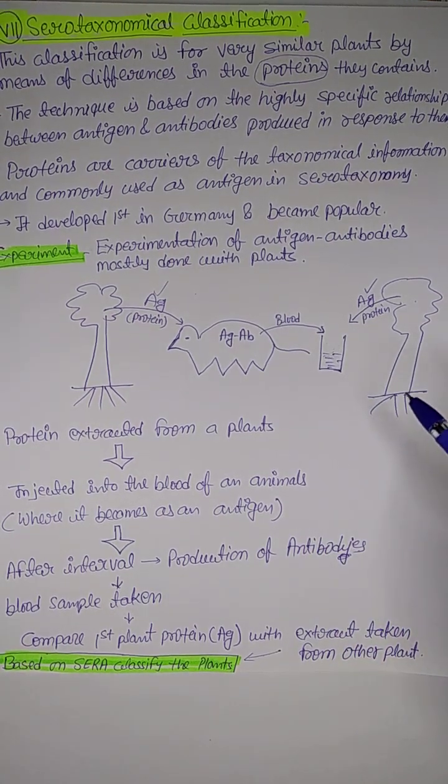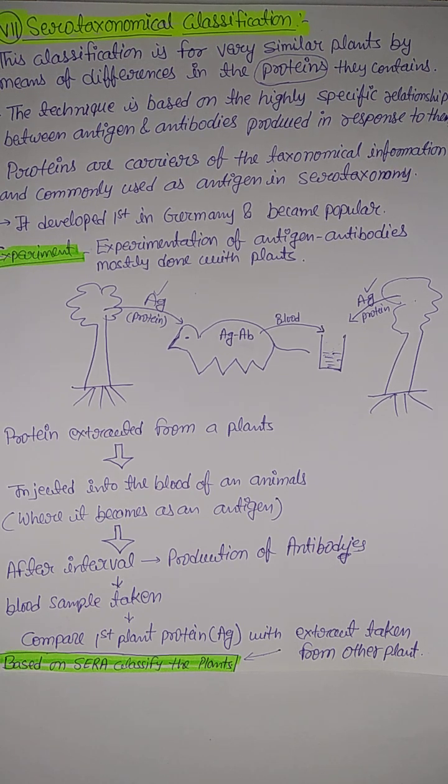So this is also very important, and it has been newly added into the syllabus, and sometimes it will definitely be asked separately, like describe or explain the serotaxonomical classification, or what is the basic difference between chemotaxonomical and serotaxonomical classification. So definitely you should know that chemotaxonomy is based on chemicals and taxonomy, and serotaxonomy is based on protein and taxonomy, right? So chemical constituents and protein content are the main things here.